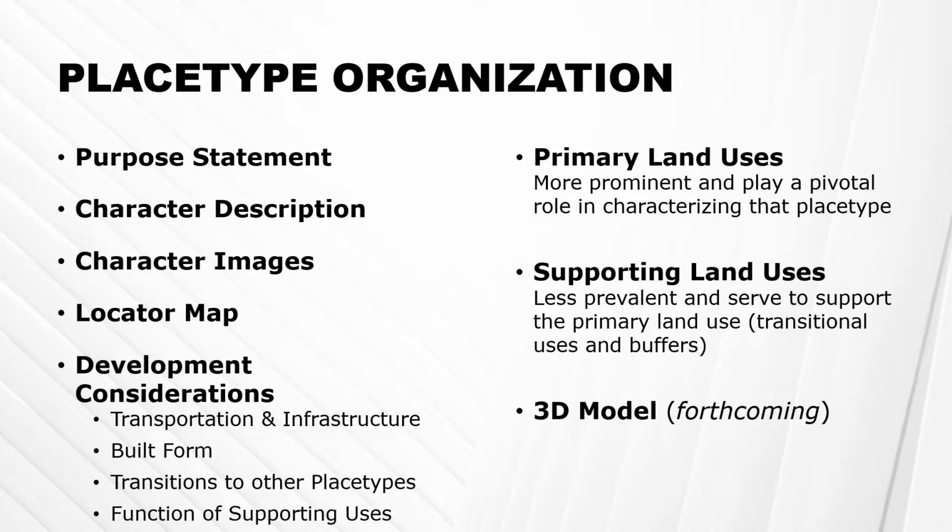Place types are organized by purpose statement, character description, character images, and a locator map showing what areas of the county are this type of place type. We talk about development considerations, transportation and infrastructure, built form, transition to other place types, and function of supporting uses. This will be in a document that I will refer you to at the end. This presentation will talk about the primary land uses and the supporting land uses. We are also working on developing 3D models of the place types, which are not available yet, but will be shortly.